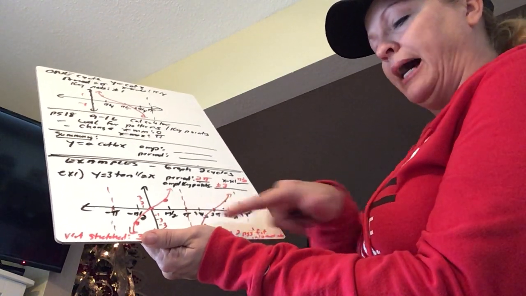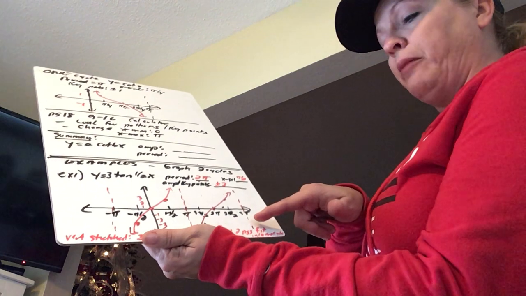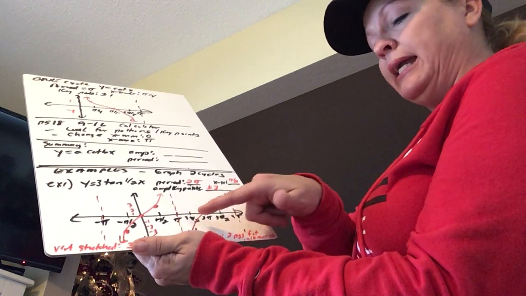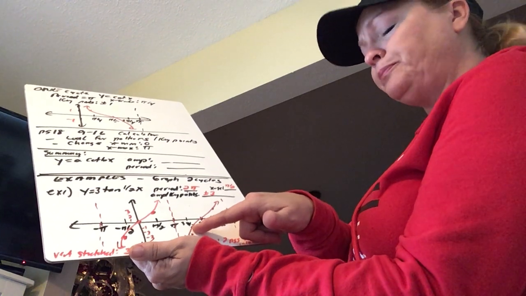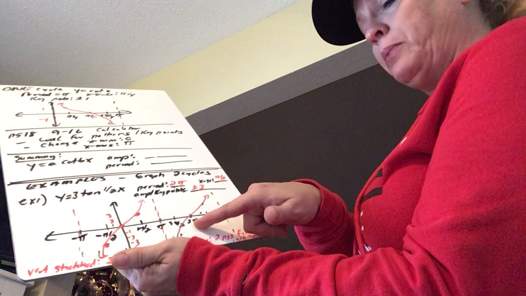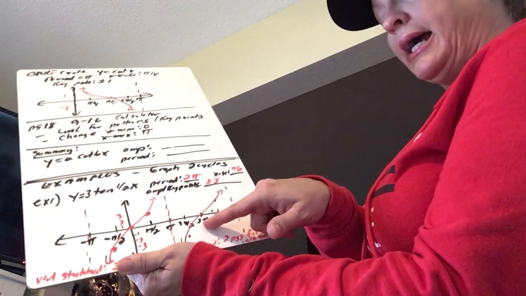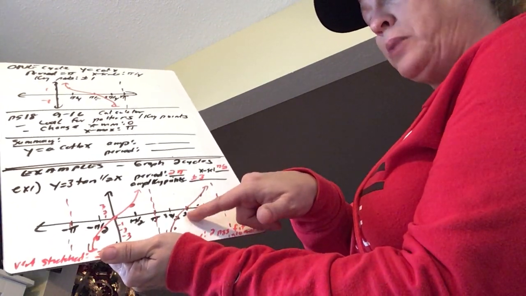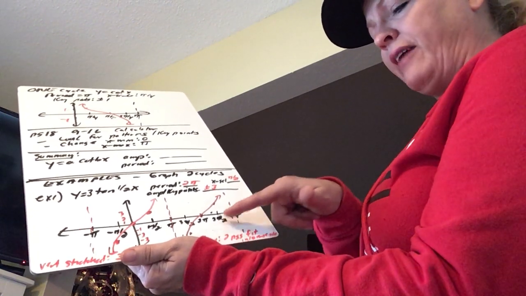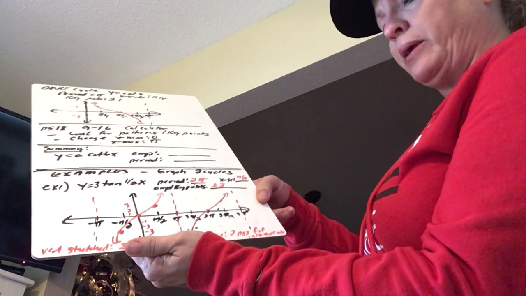I'm going to go from pi to 2 pi here, or I'm going to count by pi over 2. All right, so I would have 180 plus 90 is 3 pi over 2. 270 plus 90 is 360 or 2 pi. I have to go bigger than 2 pi. So I would have 2 pi plus pi over 2 is 5 pi over 2. And then 5 pi over 2 plus pi over 2 is 3 pi.